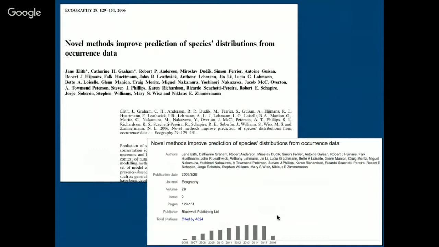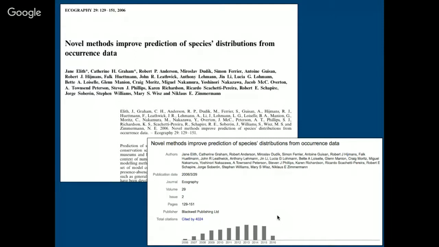The title is Novel Methods Improve Prediction of Species Distributions from Occurrence Data. And the way this project was set up was, it was set up to assess how well can distributions of species be anticipated from, the way we put it back then was museum-style, presence-only occurrence data.